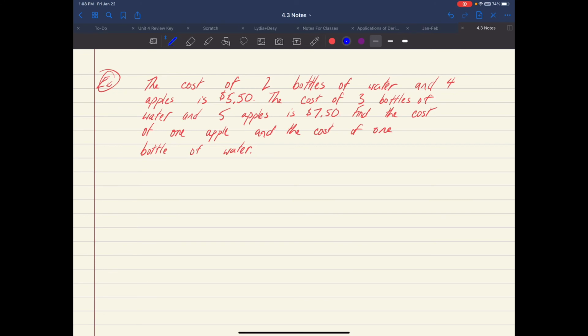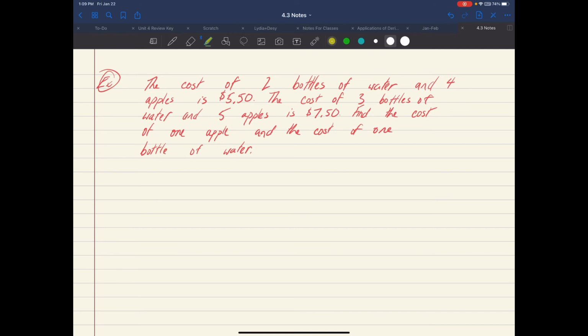So it says the cost of two bottles of water and 4 apples is $5.50. The cost of 3 bottles of water and 5 apples is $7.50. Find the cost of 1 apple and the cost of 1 bottle of water. Sorry, I couldn't read my own handwriting.